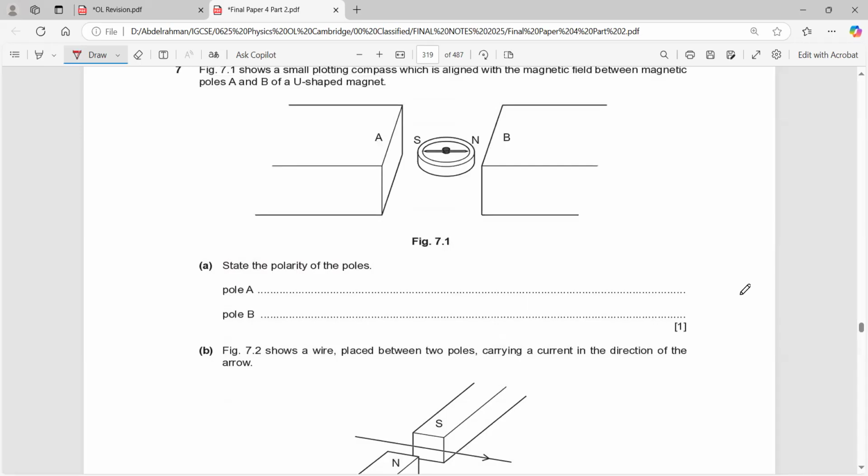State the polarity of poles A and B. If the south pole is attracted, looking to the left, therefore this is a north pole and this is a south pole. So A is north and B is south.